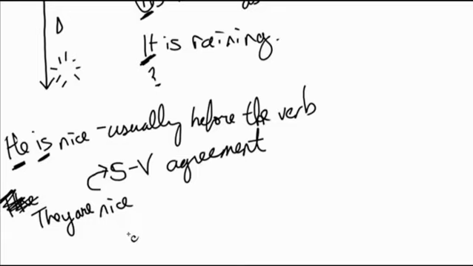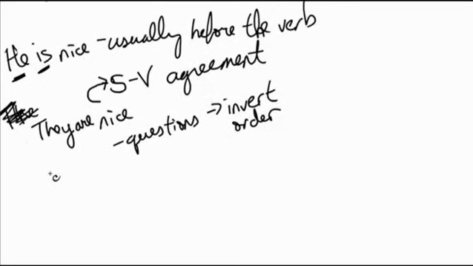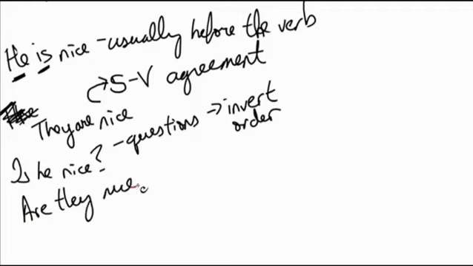Another one is when we look at questions, particularly closed questions, that's questions with a yes or no answer, do they invert the order? Do they change the order around? Well, in this case, certainly, yeah. If we look at that first sentence, he is nice. The question form is, is he nice? The question of this is, are they nice? So these are the patterns that subjects fall into.